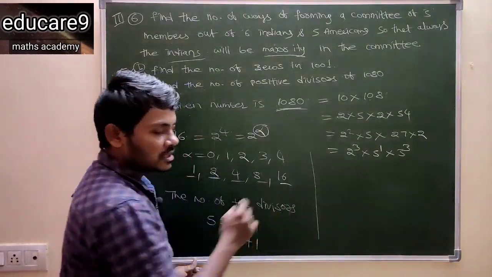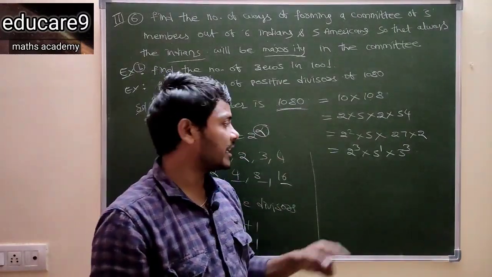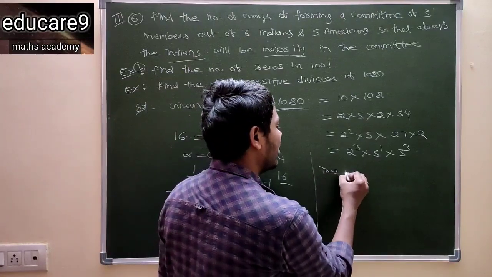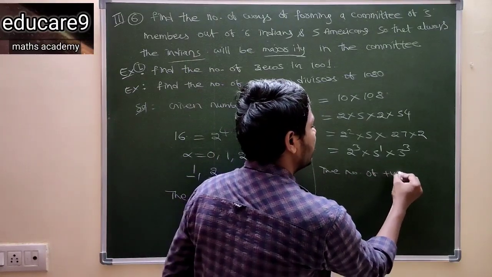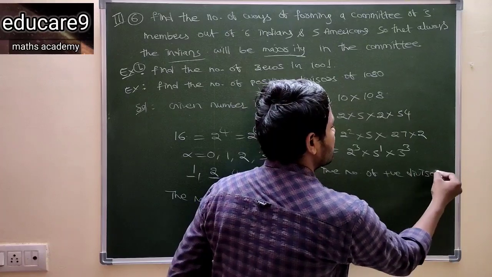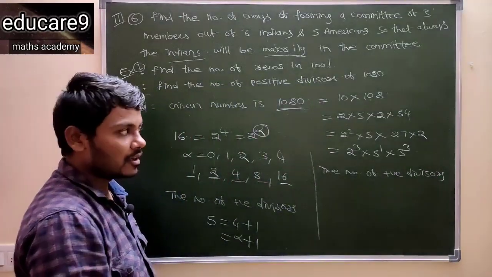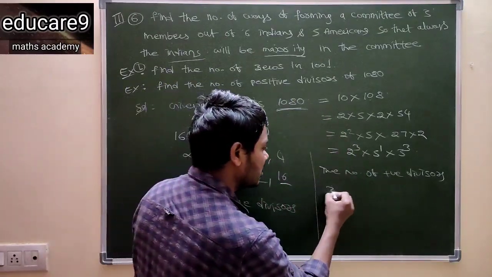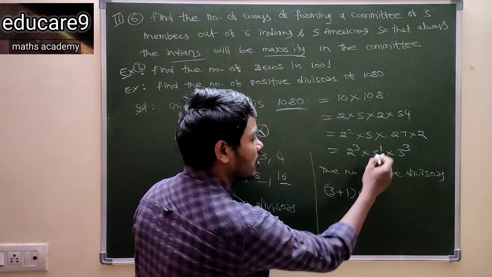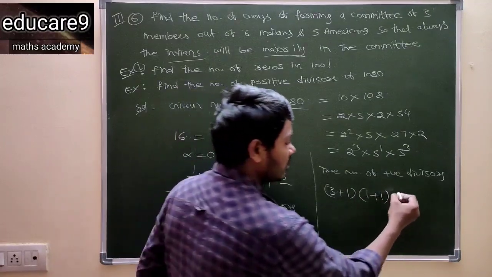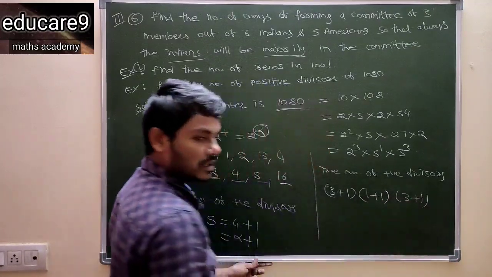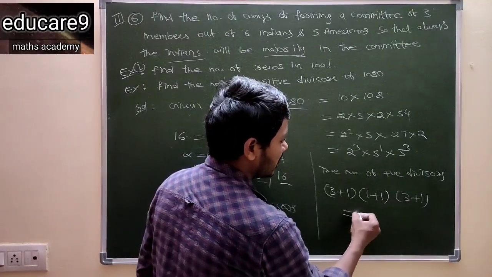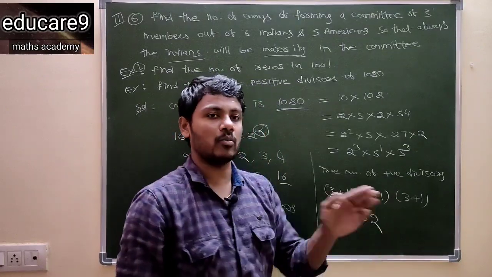Now see here, 1080 can be written as a product of prime factors. Therefore, the number of positive divisors is equal to what? The power of each prime factor plus 1. That is 3 plus 1 into 1 plus 1 into 2 plus 1. This is 4 into 2, 8 into 4. So a total of 32 divisors are possible.